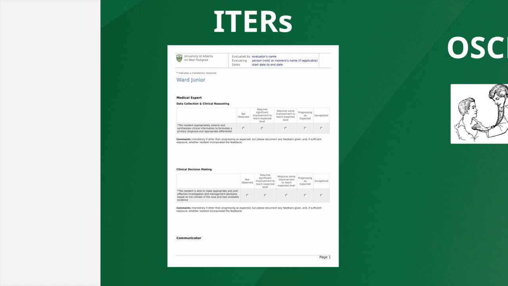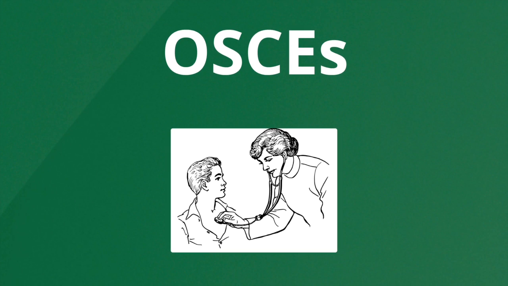But what we need are multiple short samples in order to get a better sense of what the resident can do. That was the original idea behind the OSCE, the Objective Structured Clinical Examination, was to have multiple different stations biopsying different skill sets so you can paint a picture of what the resident could do.